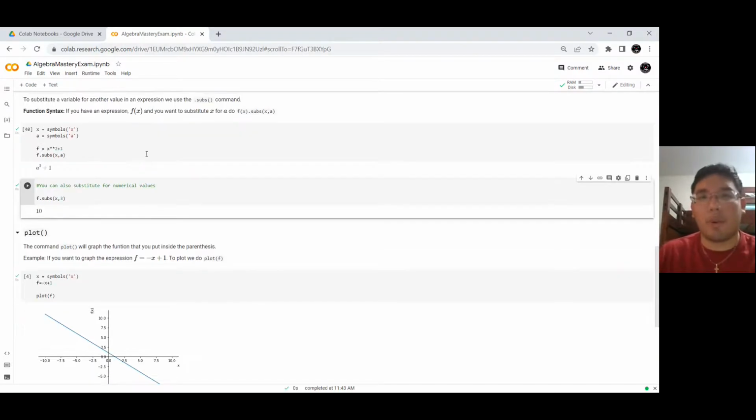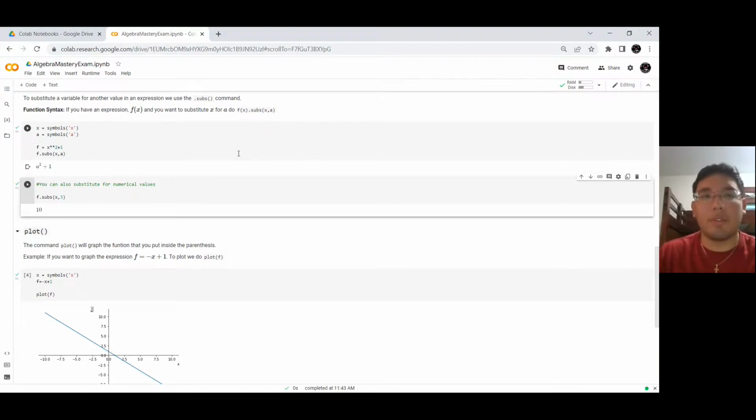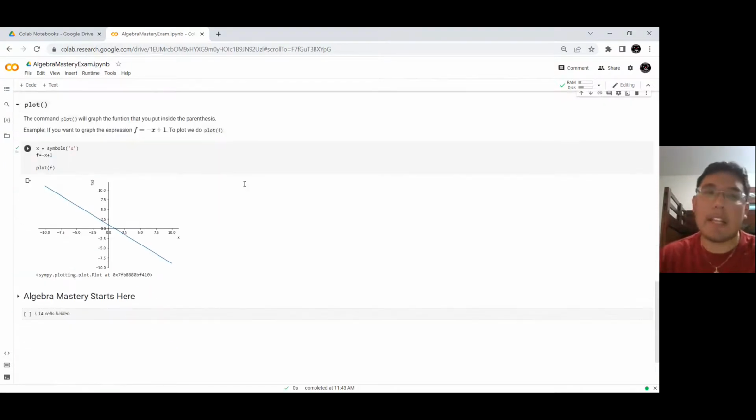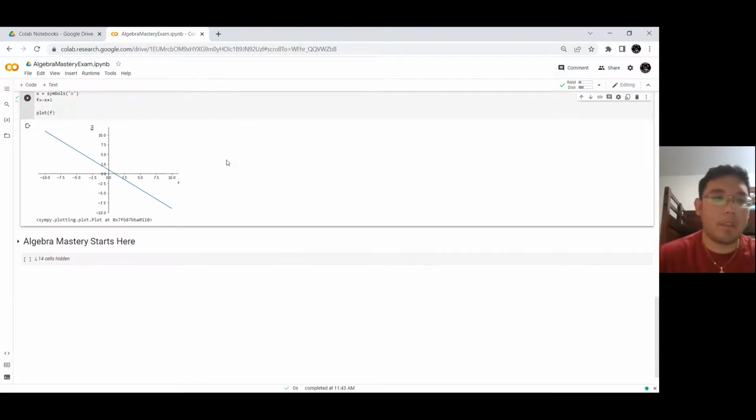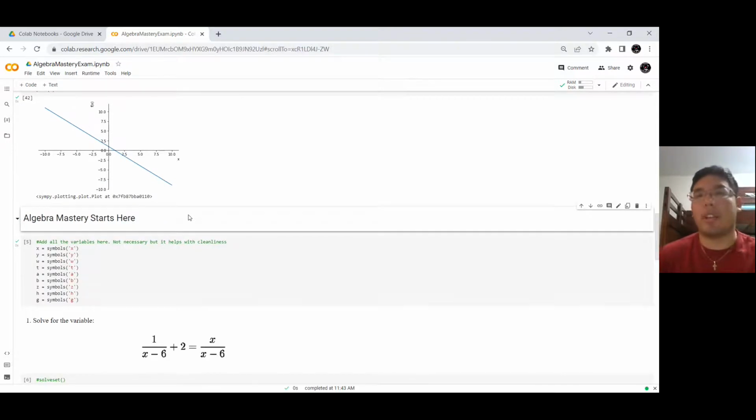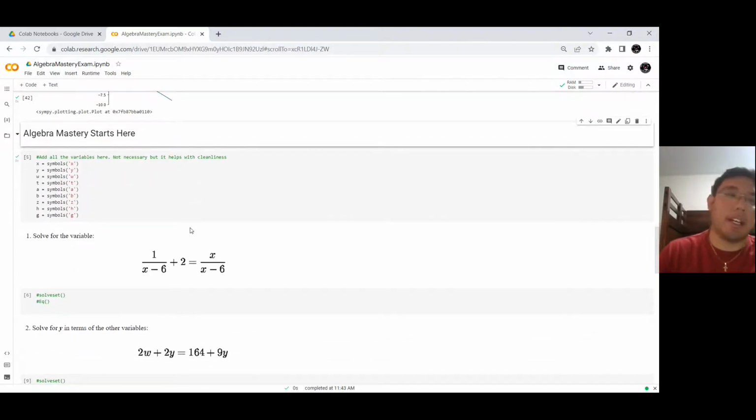Subs, again, is just for plugging in values into functions. Lastly, plot. This will be used later on, like problem 8, I believe. The way you use plot is by writing an expression down and then plot f, or plot the expression. So the syntax is actually pretty simple, and the command is also pretty simple. All right, so those are all the commands that you might encounter in this mastery exam.